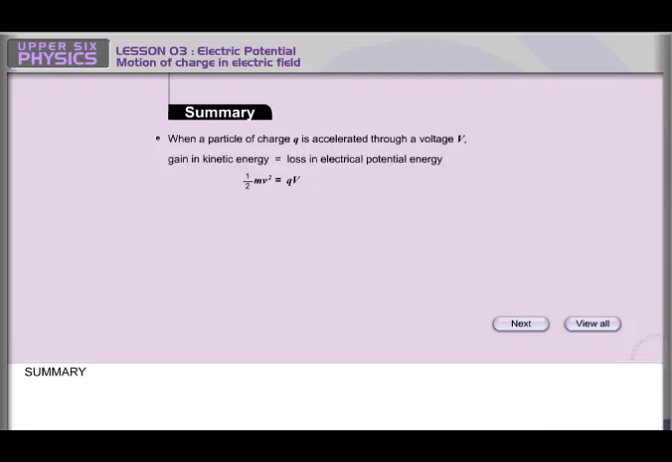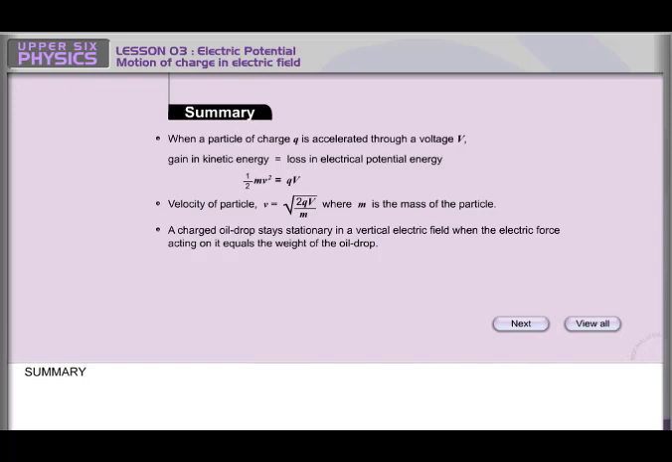Summary. When a particle of charge q is accelerated through a voltage V, gain in kinetic energy equals loss in electrical potential energy: half mv squared equals qV. Velocity v equals the square root of 2qV over m, where m is the mass of the particle.